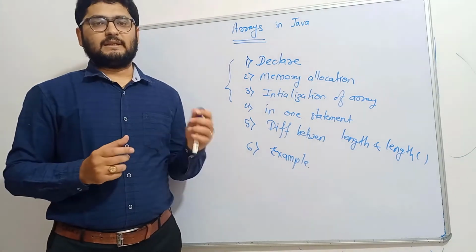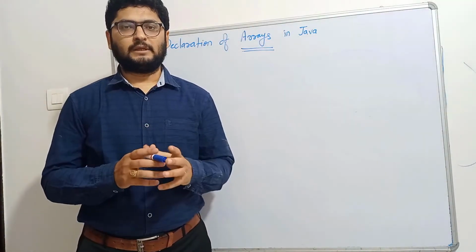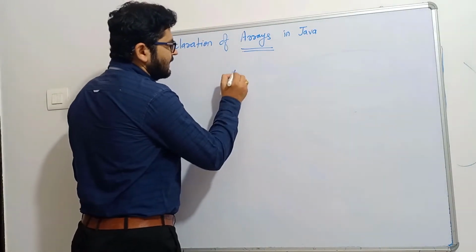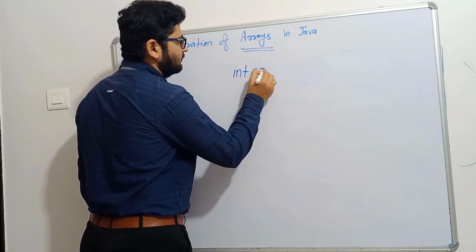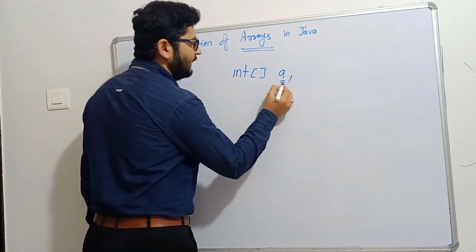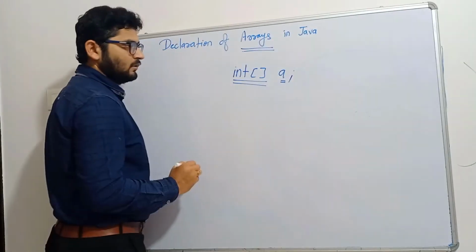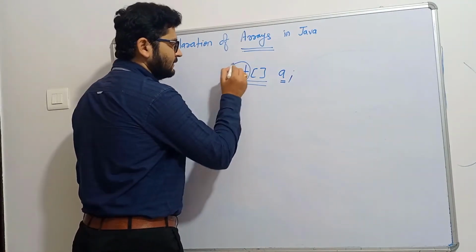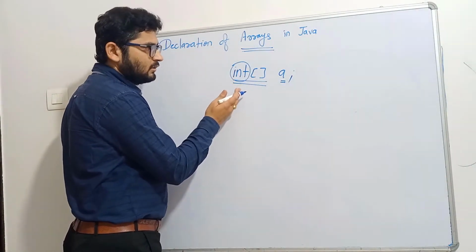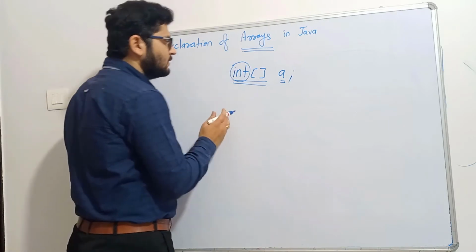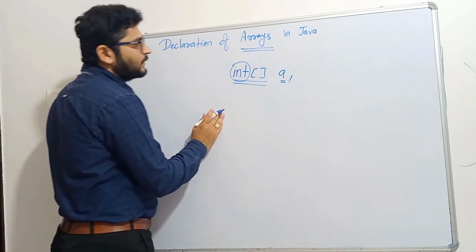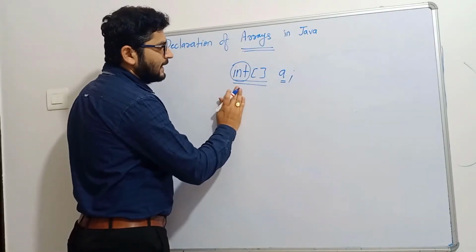Now let us start with the declaration of an array. Let us now see the declaration of a one-dimensional array. To declare a one-dimensional array in Java, we have to write this statement. This is going to declare variable A as a one-dimensional array. Here the data type can be anything you want. It can be char, boolean, string, or even one of the classes. Right now I am creating a one-dimensional array of integer data type.